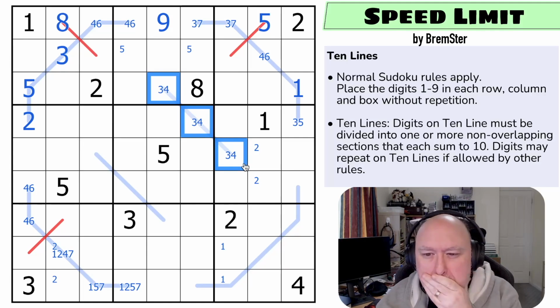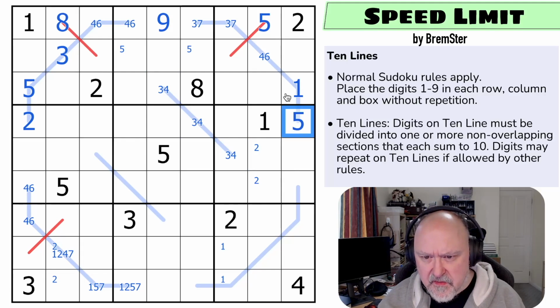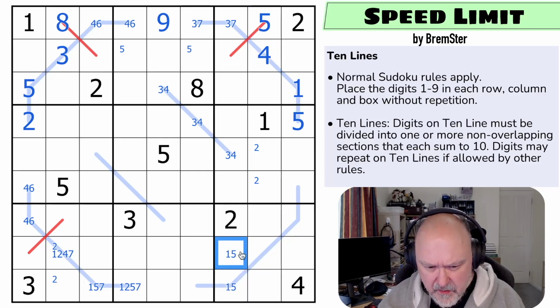If that's a 3, neither of those could be 3 and we're broken. That's a 5. So that's 6. That's a 4. Makes this a 1-5 pair.